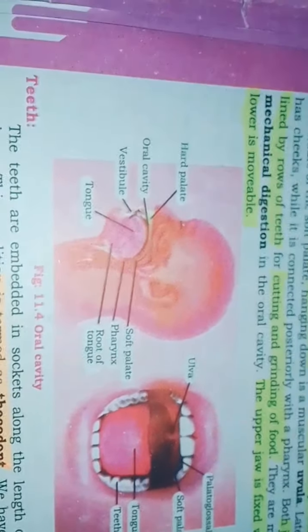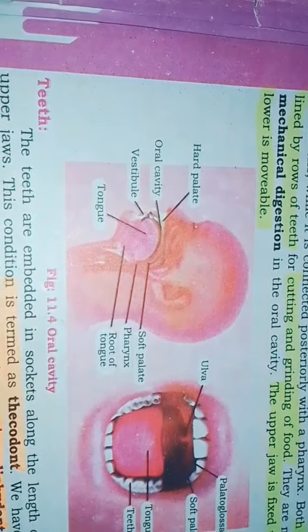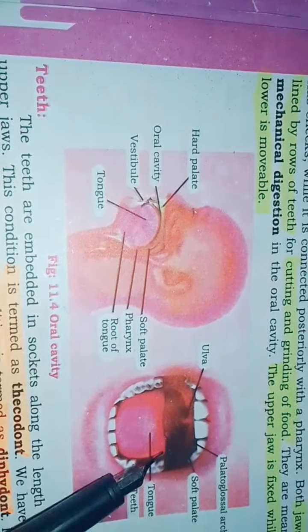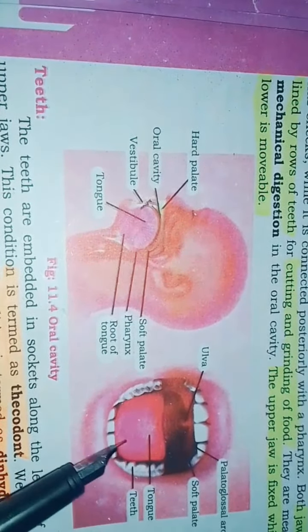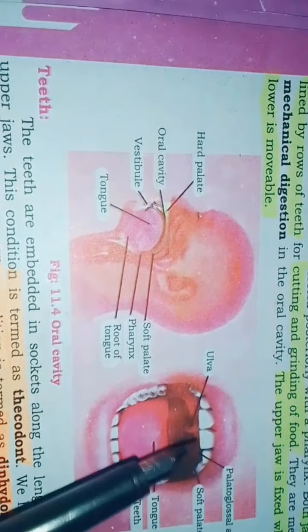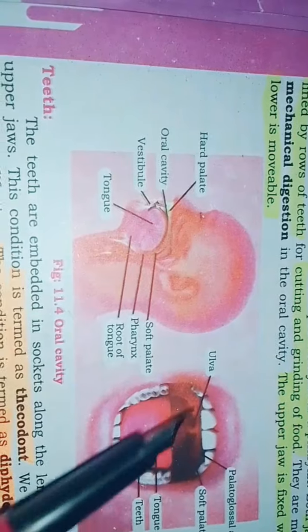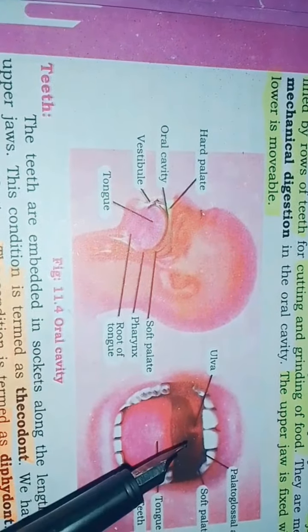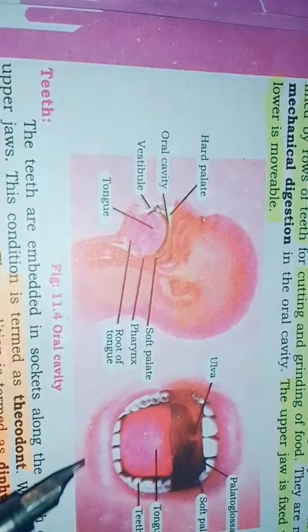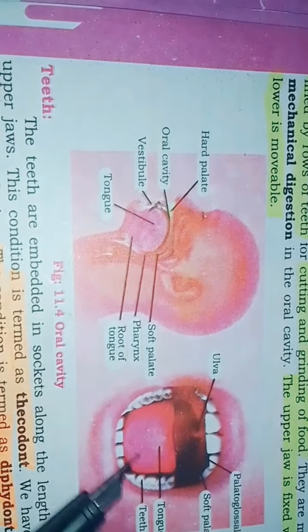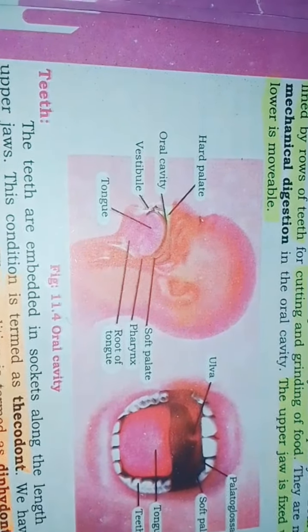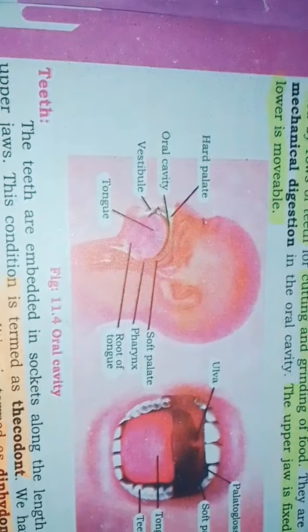If we come down, there is a floor that is called the tongue. Here it's visible, that floor is known as the tongue, and here are the upper jaw and the lower jaw. The upper jaw is basically fixed, it cannot move, and the lower jaw can easily move. So that is all the structure of the oral cavity.